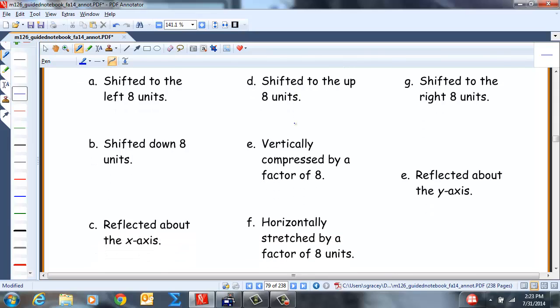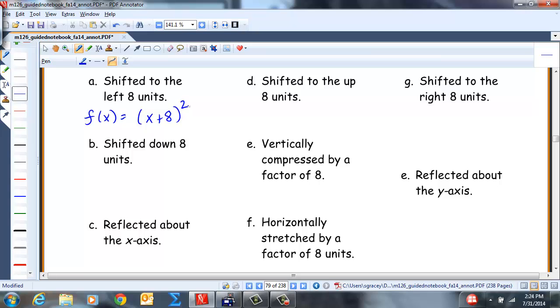So A, shifted to the left 8 units. So that's a horizontal shift. So our f of x would be, remember, a shift to the left means you'd be adding 8, and the function is being squared.